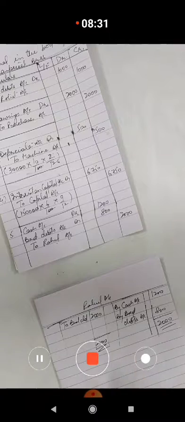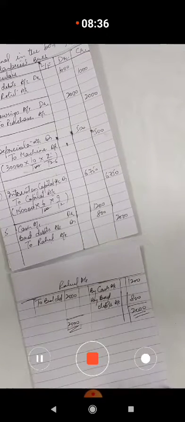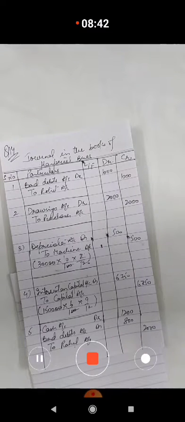So with this you have prepared all your ledger accounts. I hope the question is clear about how to make ledger accounts. Now you can easily make out the ledger accounts of all the other journal entries which you have prepared earlier.